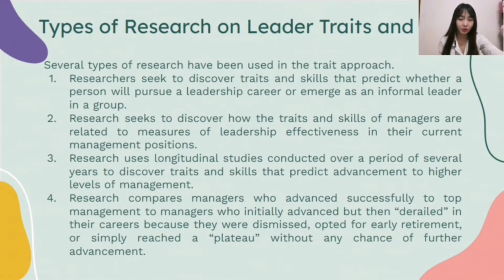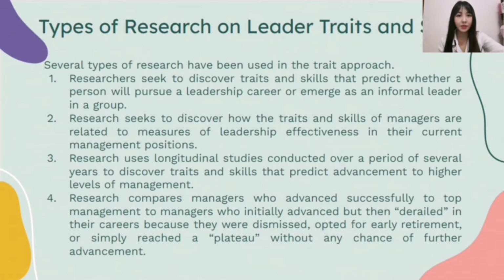Next is the part on types of research on leader traits and skills. Several types of research have been used in a trait approach. In the first step of study, researchers seek to discover traits and skills that predict whether a person will possess a leadership talent or emerge as an informal leader in a group. Second, research seeks to discover how the traits and skills of managers are related to measures of leadership effectiveness in their current management position. Research uses longitudinal studies conducted over a period of several years to discover traits and skills that predict advancement to higher levels of management.